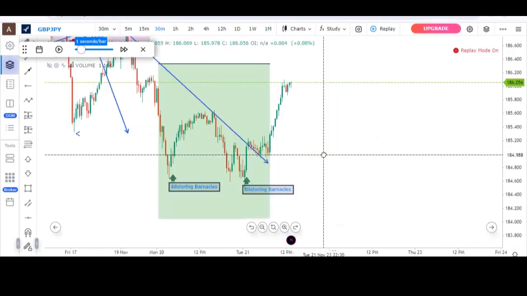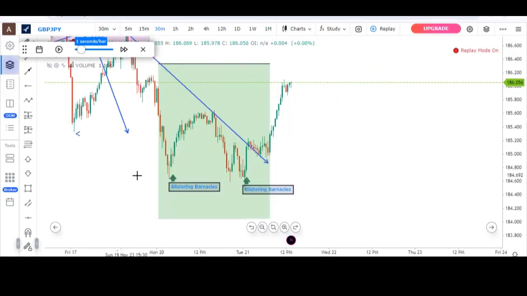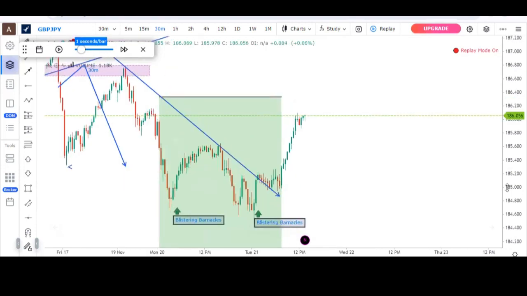If you have not read about double top, I already sent the book on our Telegram channel. You can just look for it and find it there.